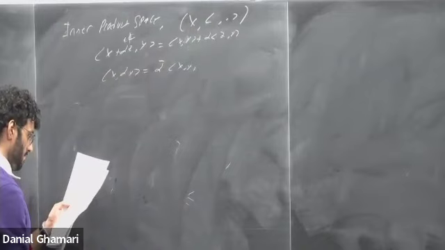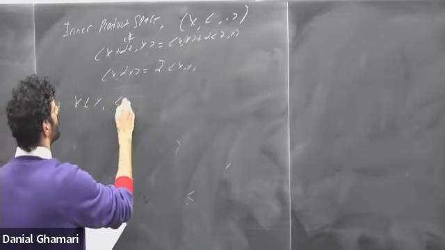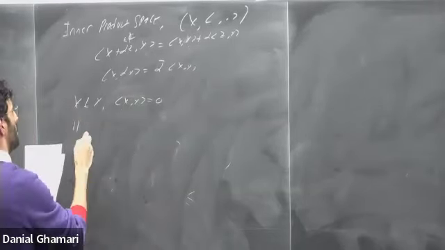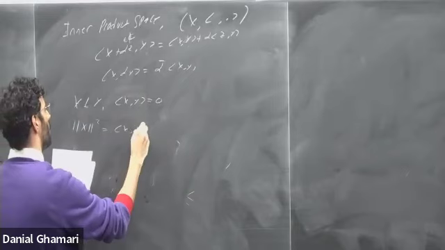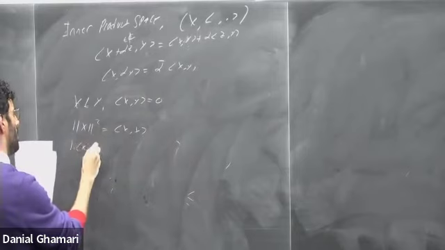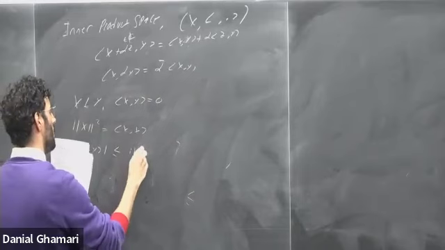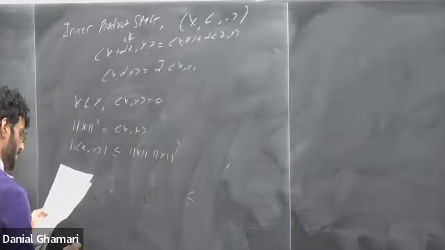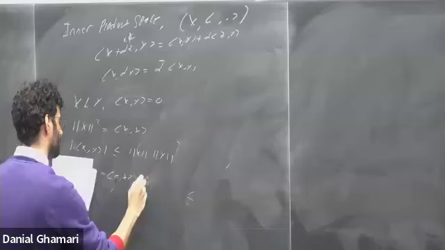Okay, and then we have some simple properties. We'll say that x is orthogonal to y if x comma y is equal to 0. Then the inner product helps us induce a norm, so the norm of x is the square root of x comma x. And then we have the Cauchy-Schwarz inequality: the absolute value of x comma y is less than or equal to the norm of x times the norm of y. And then we have that x comma 0 is equal to 0 comma x, which is equal to 0.